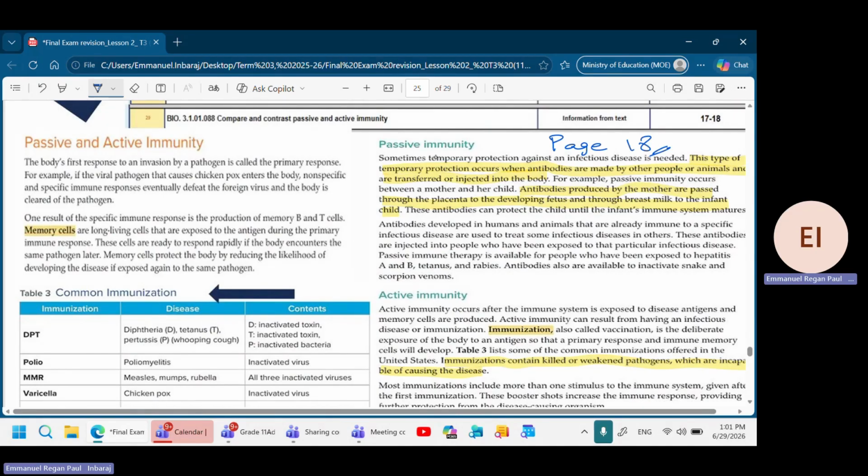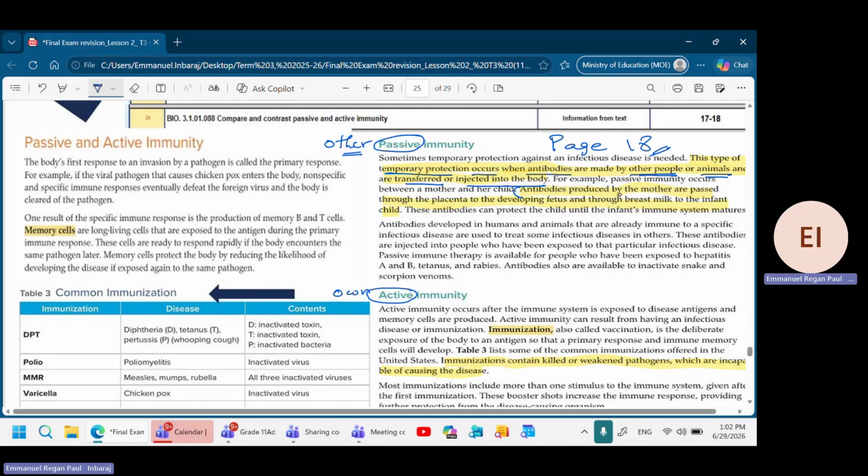So what is the difference between passive and active immunity? See, what is passive immunity? This is a temporary protection. It occurs when antibodies are made by other people or animals and transferred by injection into your body. You see? Why is it called passive immunity? Because it comes from another person, not from you. It is not made in you. If you make it yourself, then it is called active immunity.